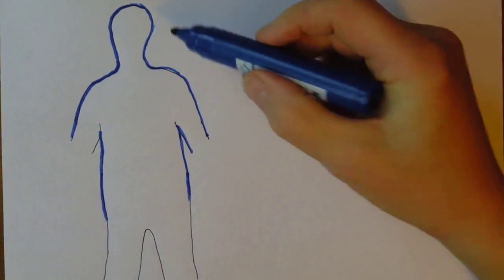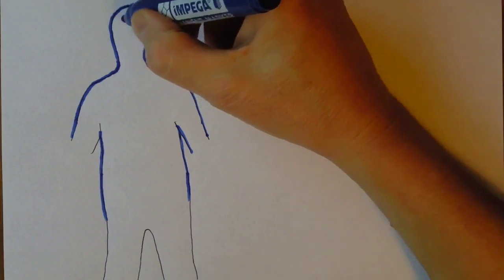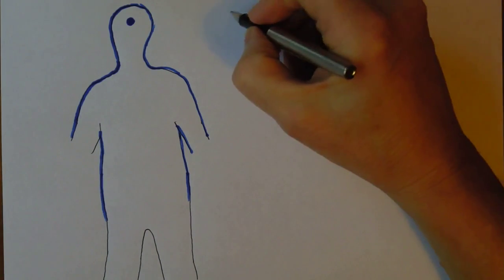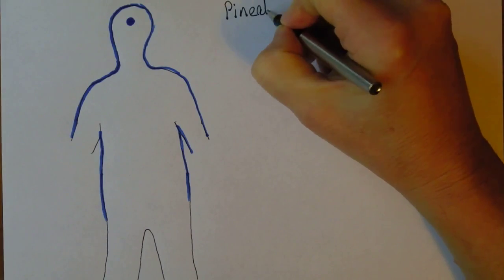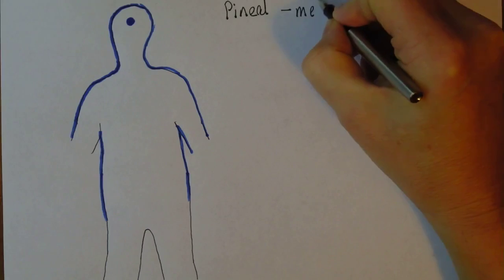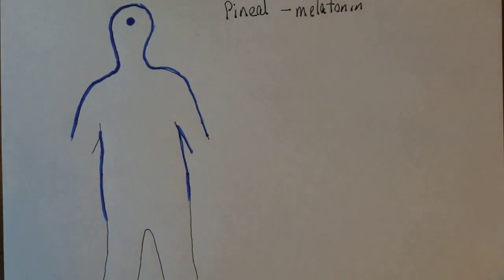So let's start at the top and we'll work down. Now the first gland I'd like to mention is near the brain, and that is the pineal gland. Now the pineal gland produces a hormone called melatonin. And melatonin is important for regulating the day-night cycle. So when you get jet lagged, your melatonin can be a bit messed up.